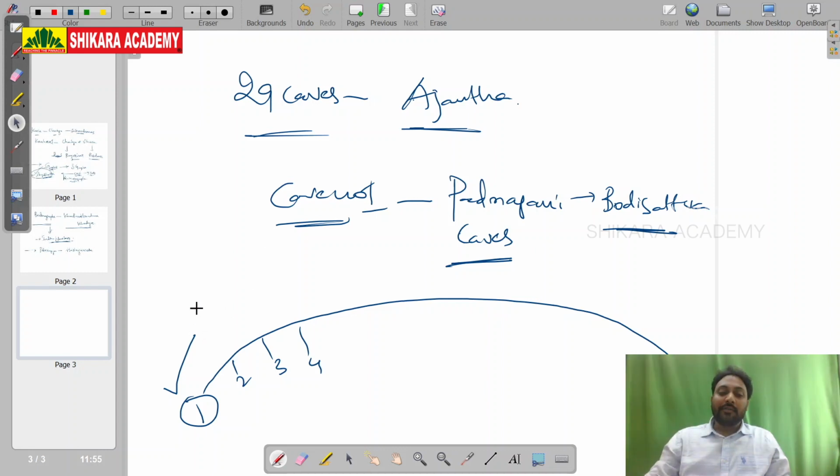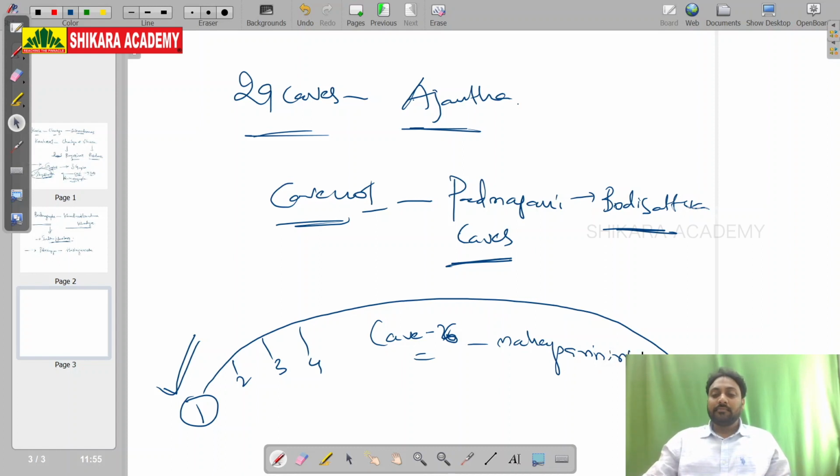There is a lotus in the hand of Buddha. That lotus is called Padma. Okay, Padmamu, lotus. Padmapani. And then cave number 26 is very important. Cave number 26 is Maha Parinirvana.